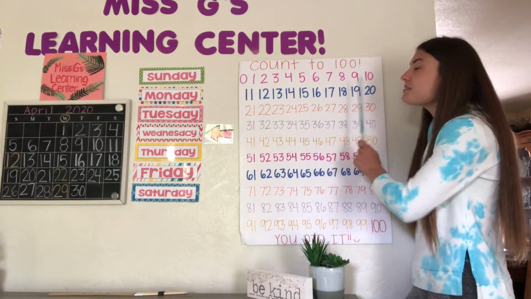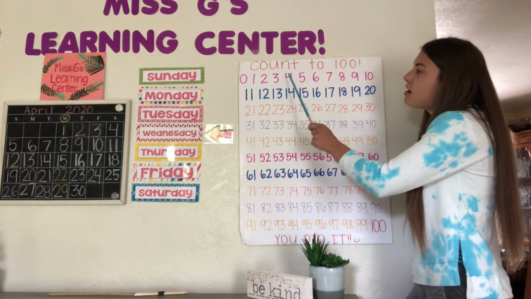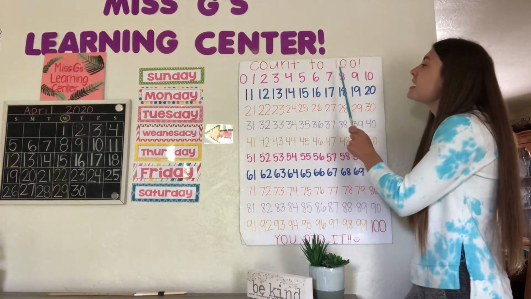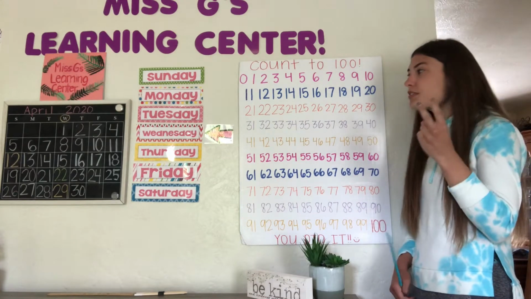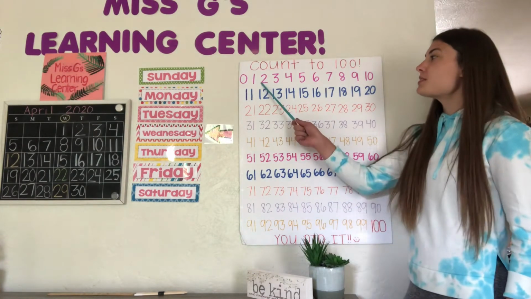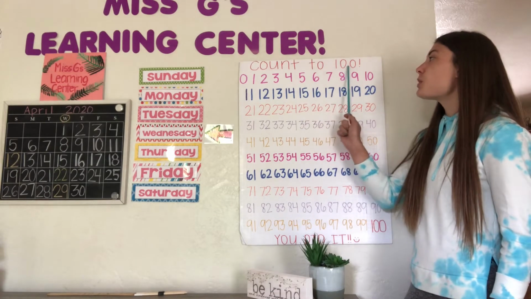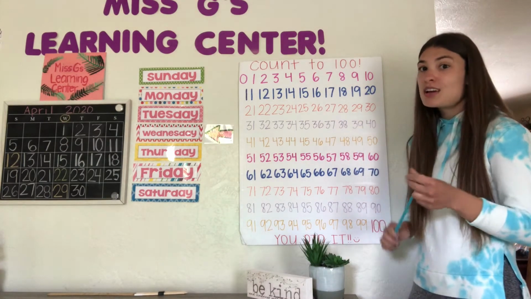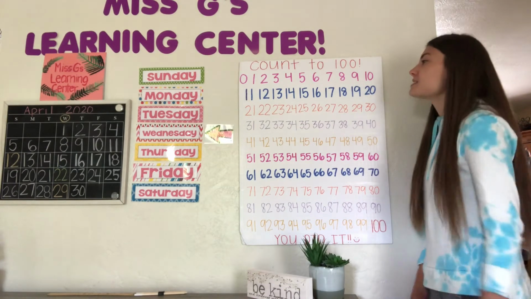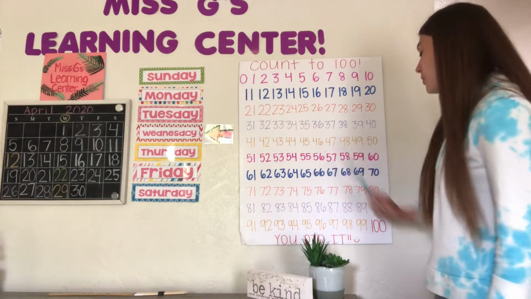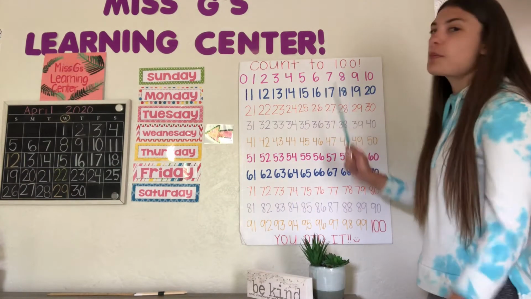These are our even numbers. Our even numbers end in 2, 4, 6, 8, and 0. So when we count by 2s, we count every other number. I'm going to point at the numbers. I want you to help me count all the way to 100 by 2s. Do you think you could do it? I know you could do it. Let's get started. Let's start with 0, go all the way to 100 by 2s. Ready? Count to 100 by 2s.